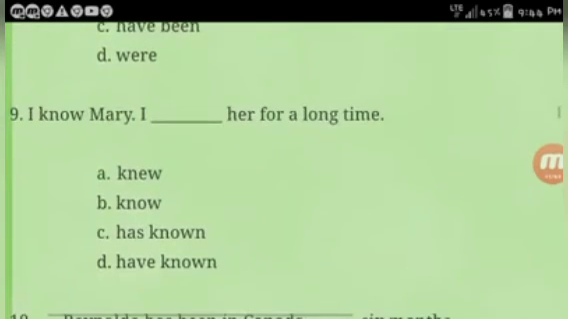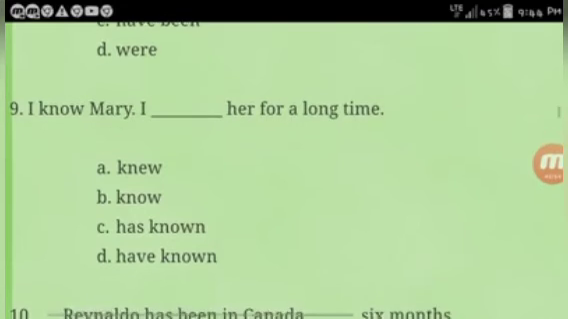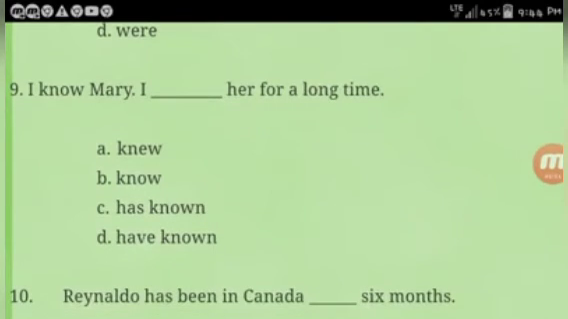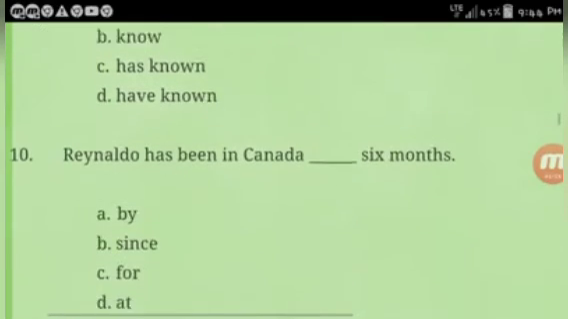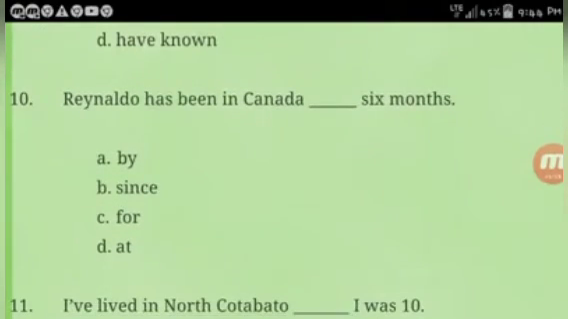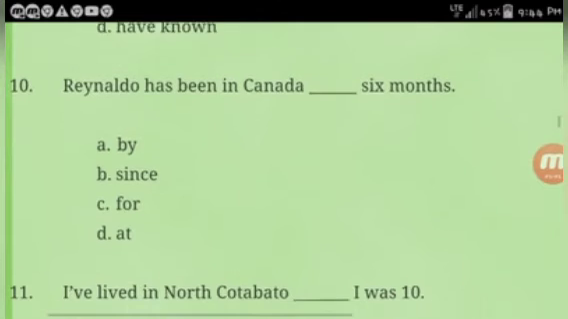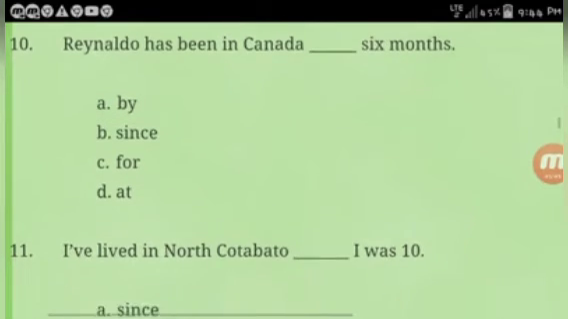Next one, I know Mary. I blank her for a long time. Again, for a long time. It calls for a present perfect, I'm sorry. So you say, I have known her for a long time, and that's letter D. Okay, Reynaldo has been in Canada blank 6 months. Again, period of time, you use for because it's a period. Okay, so here letter C is the answer for number 10.